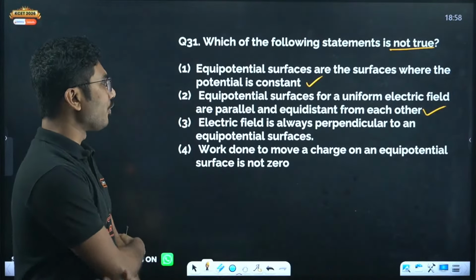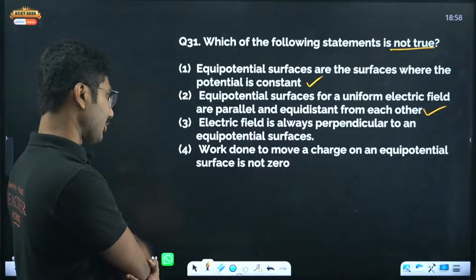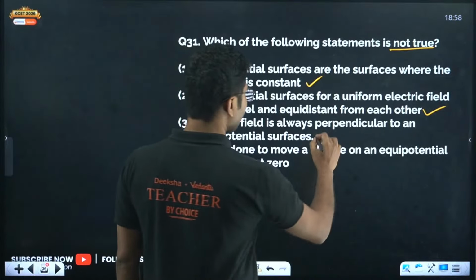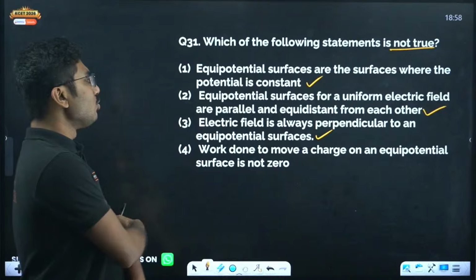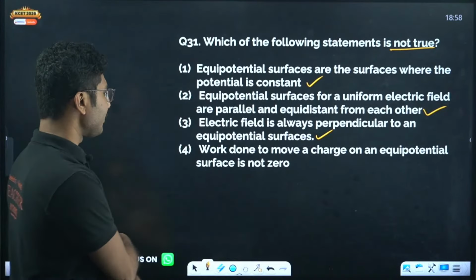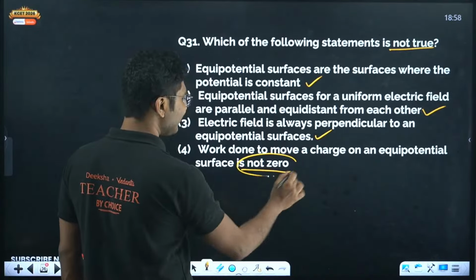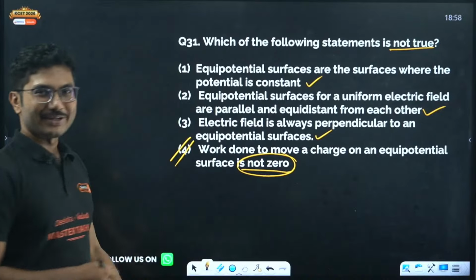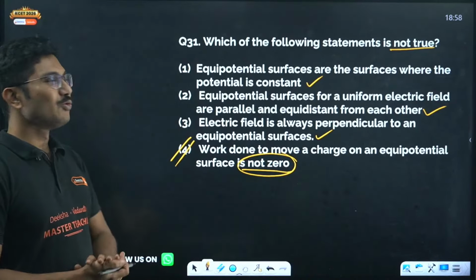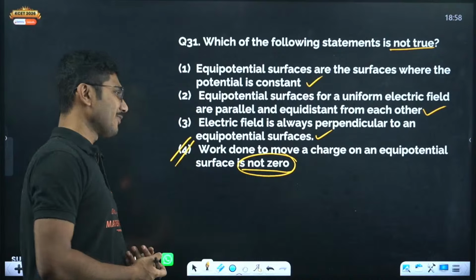Electric field is always perpendicular to an equipotential surface. So this is also correct. Work done to move a charge on an equipotential surface is not 0. Obviously this is wrong. So this is a PU level question, very easy. Work done to move a charge in an equipotential surface is always 0.